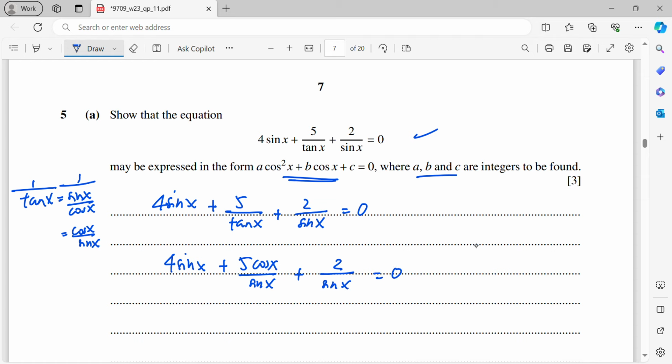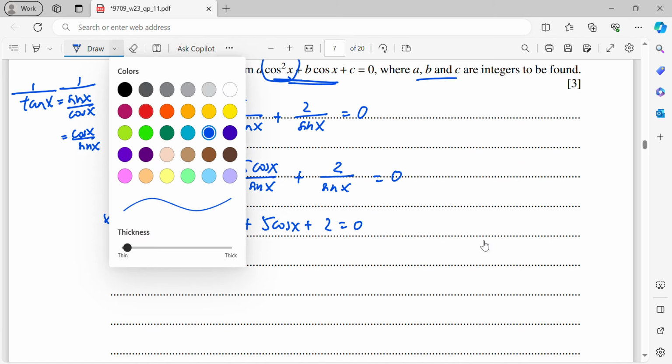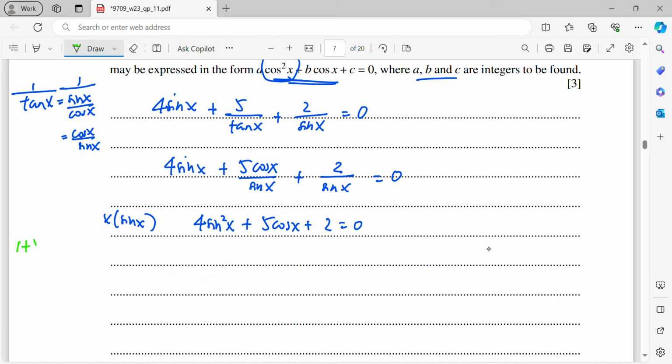Okay, since now the denominator has sin x, I will multiply the whole equation by sin x. Then I will get 4 sin square x plus 5 cos x plus 2 equals 0. But then when we look at the question, we need cos square x instead of sin square x. So then we have to apply another identity, which is sin square x plus cos square x equals 1, which means now sin square x is 1 minus cos square x.